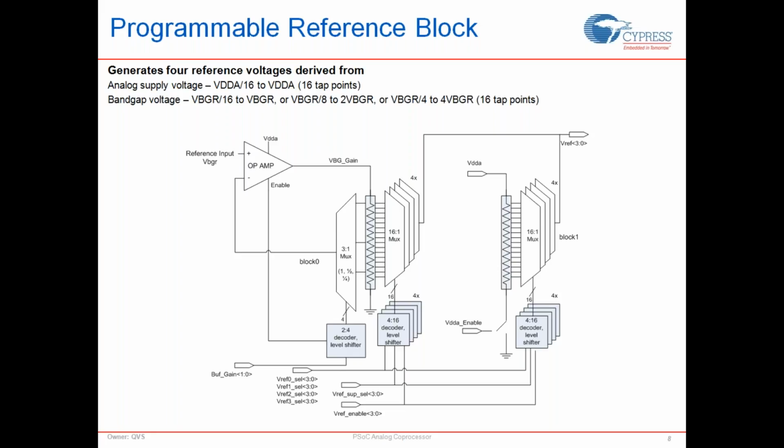You also have a bunch of resistor divider taps that you can have for the VDDA. So you can have up to 16 types of divisions on the VDDA and get those out as reference lines into your analog routing. You can have up to 4 reference lines going out into the analog routing, and they could come from either a VDDA-based resistor tap or a bandgap-based resistor tap. So those are the different options of programmable references that you have.